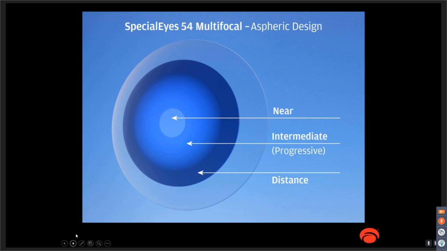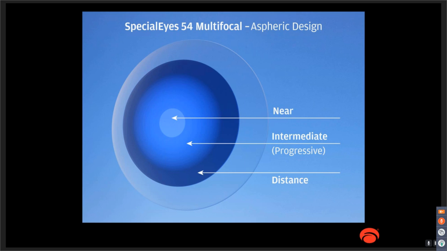There we go. So they developed a lens, as you can see on the screen here, that was based on looking at everything that was out there, trying to put the best of all the world together. And this is the design that they came up with. Now, the big deal on this lens design is that it has a near, an intermediate, and a distance. But if you decide to do it the other way around, you can do a distance in the center, the intermediate, and the near. And you have complete control as to how big you want to make that near section, the intermediate area, or the distance area.